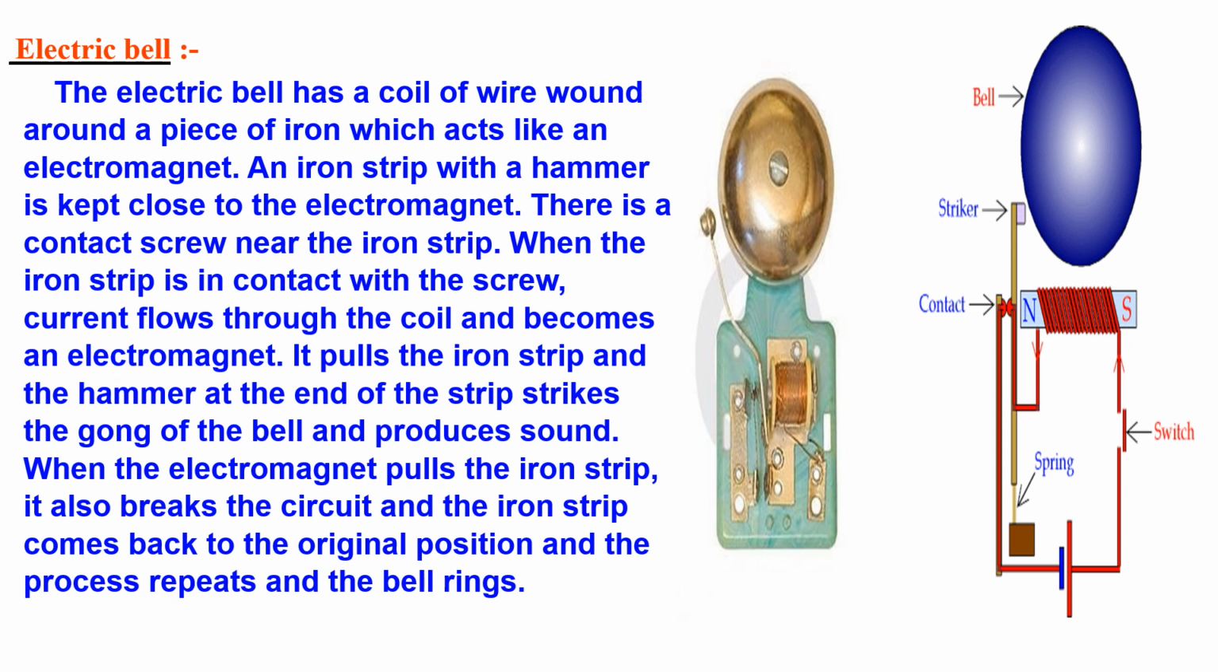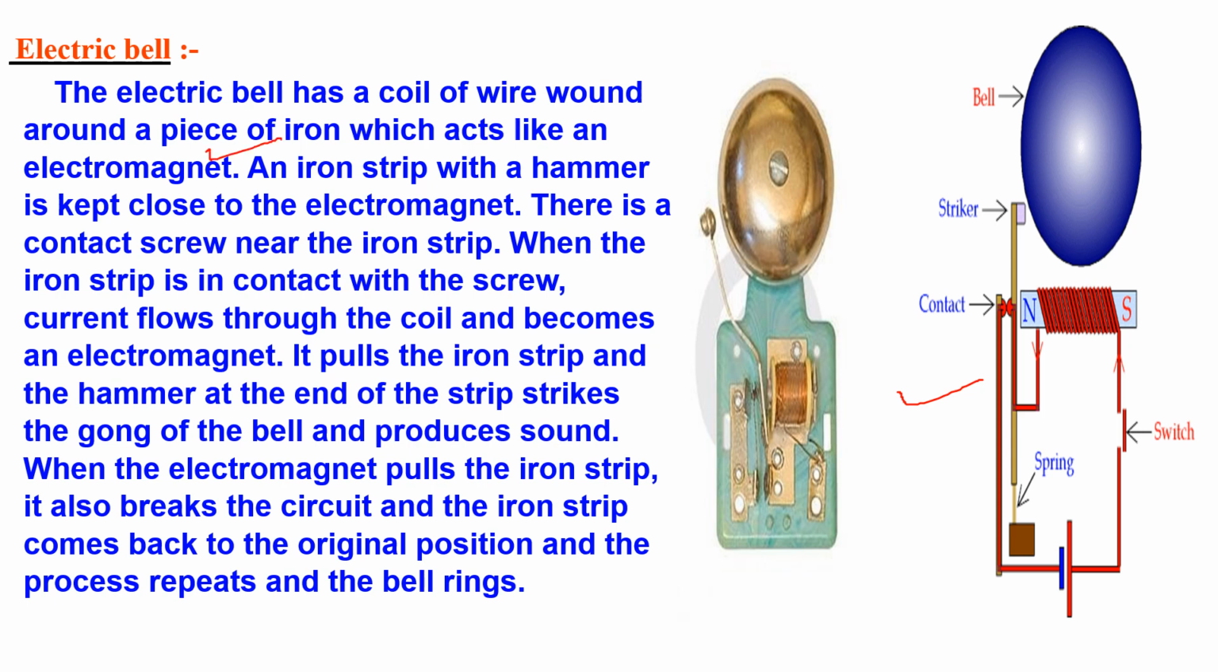Now, electric bell. Nowadays you see it in offices, in schools, and different places. Now see what the structure of that is. By this you can understand. The electric bell has a coil of wire wound around a piece of iron which acts like an electromagnet.